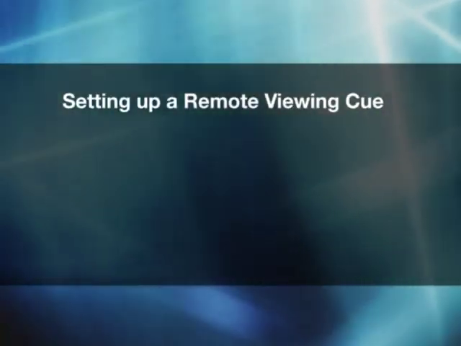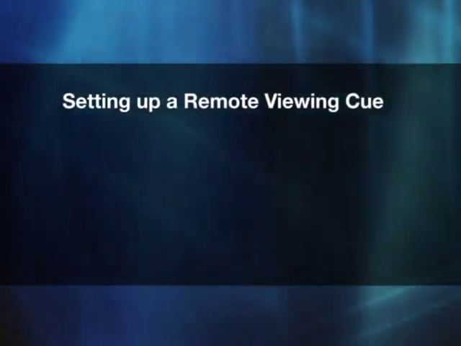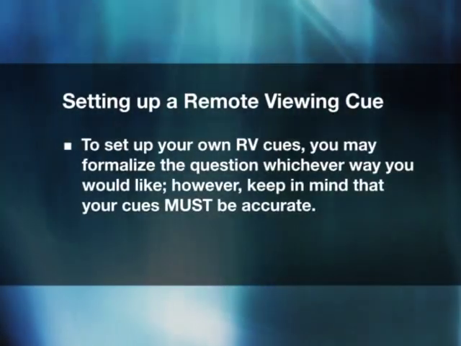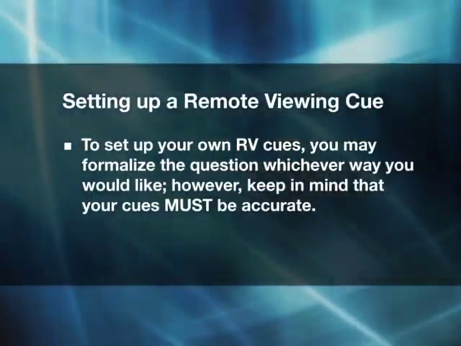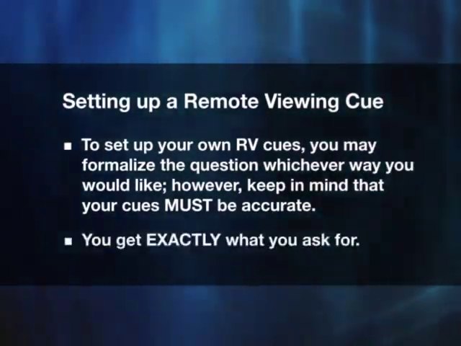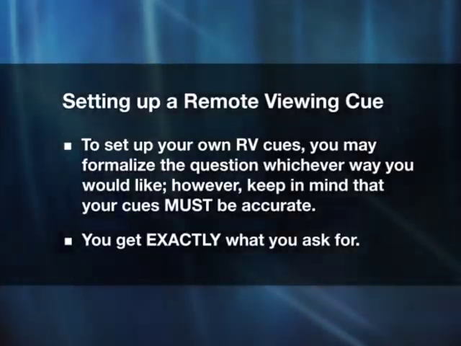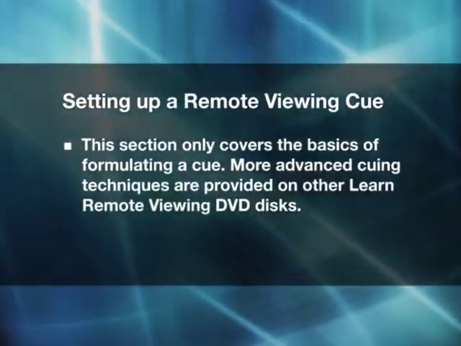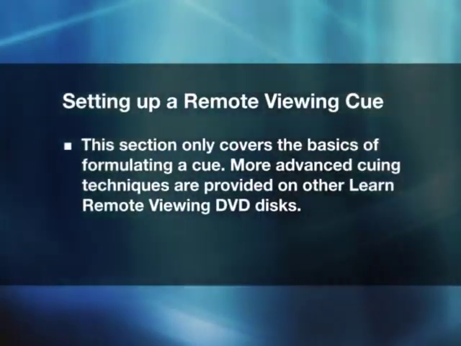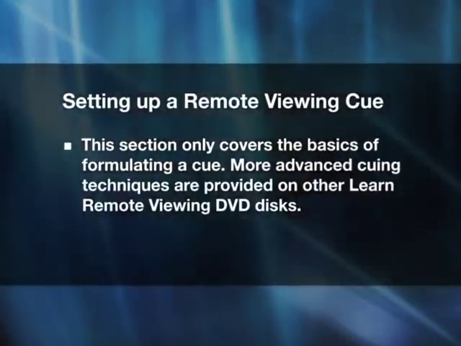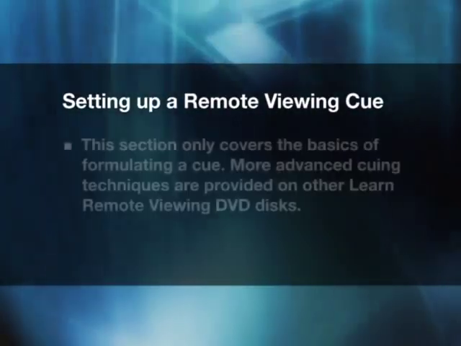Let's recap the information on properly forming a cue. Cues are interpreted literally. The format of the cue is the first most important step in solving a problem using RV. Do not make any assumptions when creating your search cue. This disc covers basic cueing for discrete targets only. You will cover more advanced target classes and cueing processes later in the Learn Remote Viewing set.